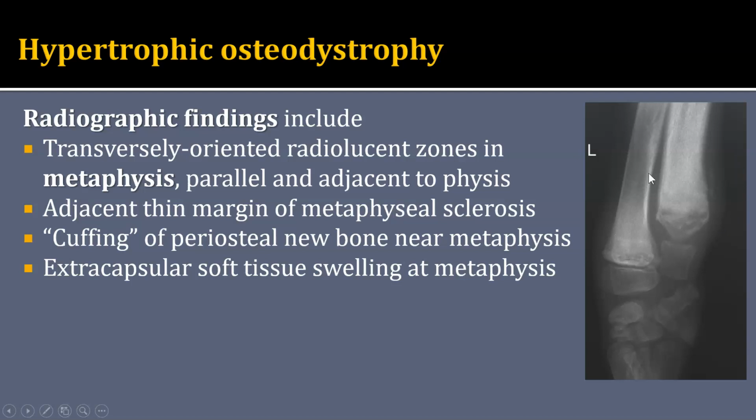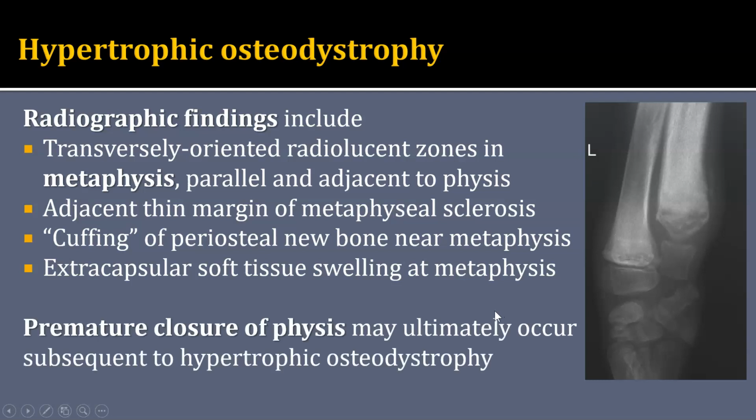This patient also shows extracapsular soft tissue swelling at the level of the metaphysis, which is quite common and is palpable. The findings are fairly pathognomonic for hypertrophic osteodystrophy. However, in these young patients, especially if they are septic, a differential for this radiographic appearance may be hematogenous spread of osteomyelitis.